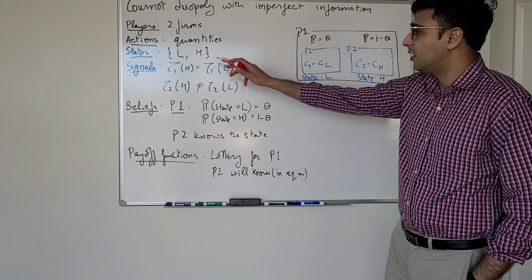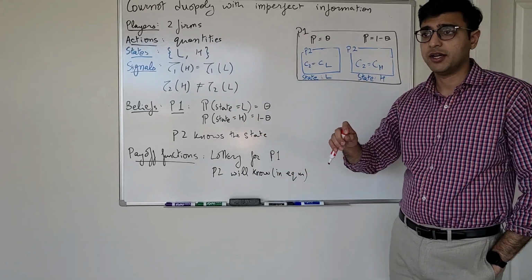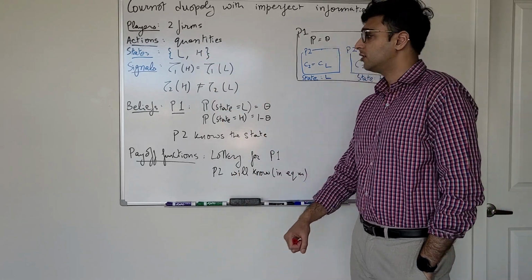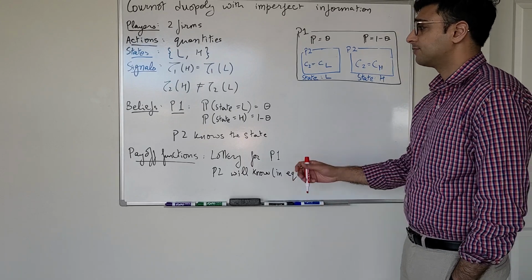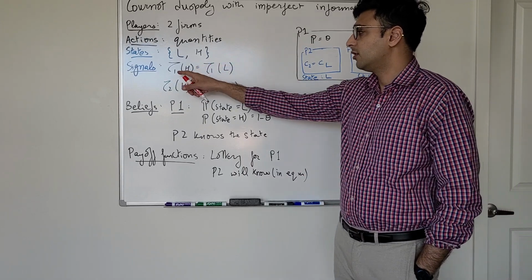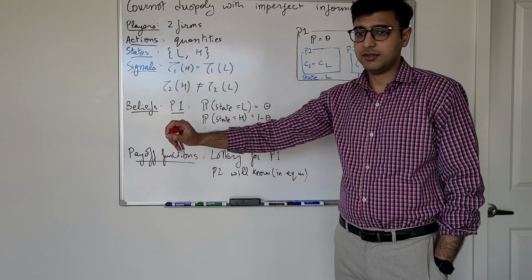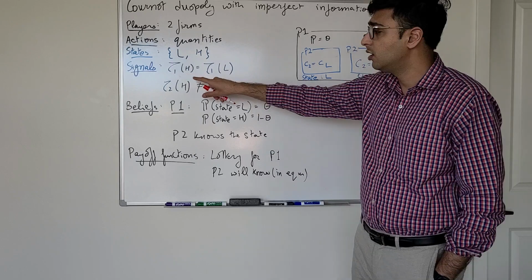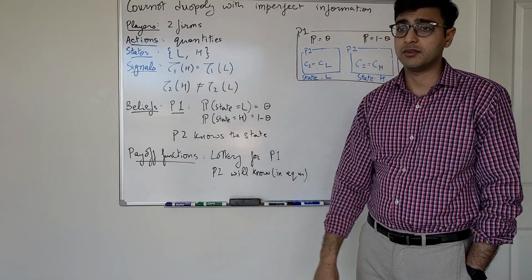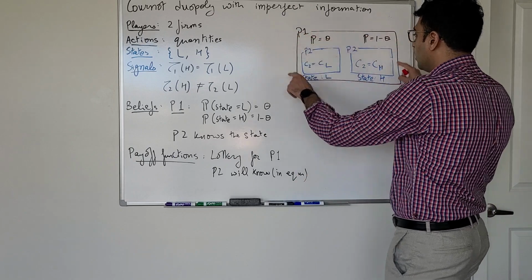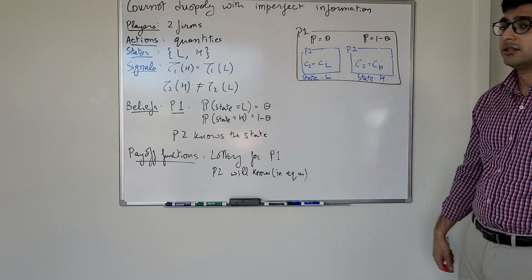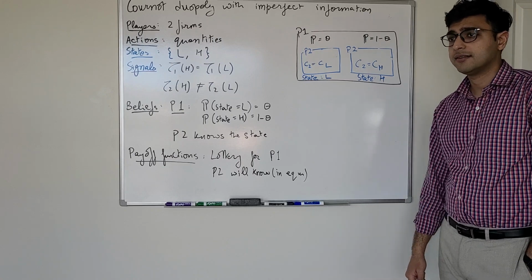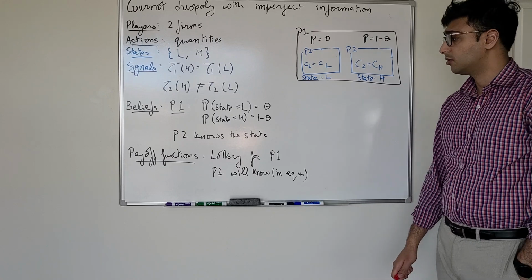Now, in this game, there are two states of the world, L and H, and they correspond with player 2 having a low cost versus having a high cost of production. There are two signals. Each player will receive signals. For player 1, the signal received when the state of the world is H is the same as the signal received when the state of the world is L. What that means is that player 1 doesn't actually know what the state of the world is. Player 1 doesn't know whether player 2 has a high cost of production or a low cost of production.